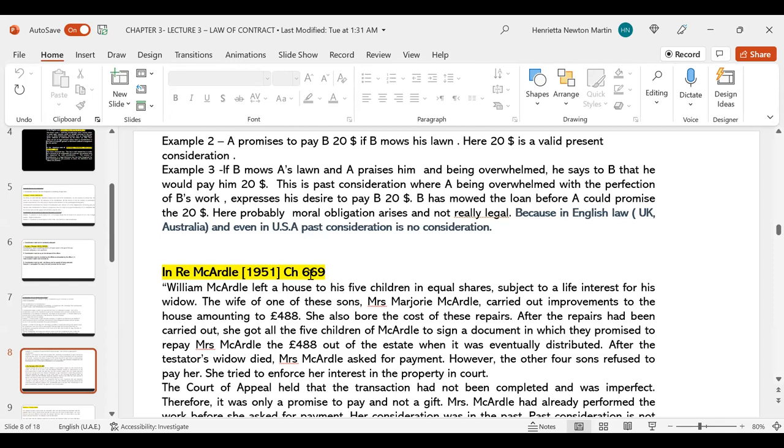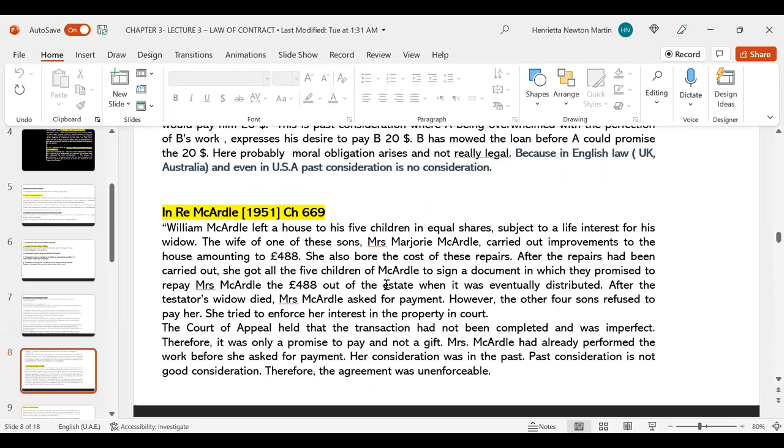Now, in re McArdle, a case from 1951, William McArdle left a house to his 5 children in equal shares, subject to a life interest for his widow. The wife of one of these sons, Mrs. Marjorie McArdle, carried out improvements to the house amounting to £488. She also bore the cost of these repairs. After the repairs had been carried out, she got all the 5 children to sign a document in which they promised to repay Mrs. McArdle the £488 out of the estate when it was eventually distributed.